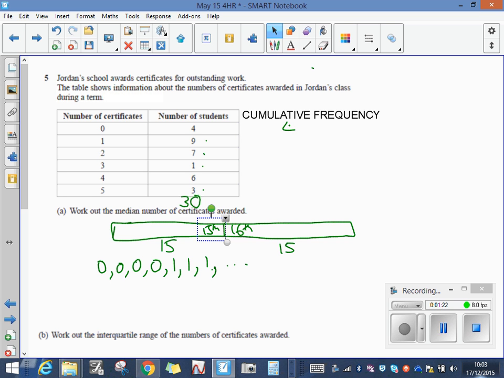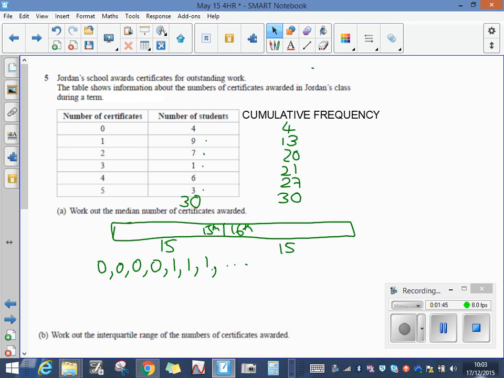The first 4 students all got 0. The next 9 students, well, that makes 13, all got 1. So the bottom 13 students all got 0 or 1. 13 and 7 is 20. So the first 20 students all got 0, 1 or 2. Add 1, 21. Add the 6, 27. Add the 3 makes 30.